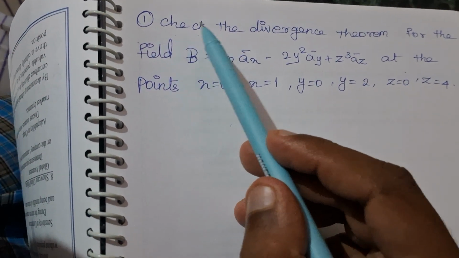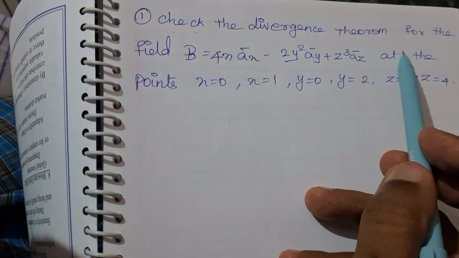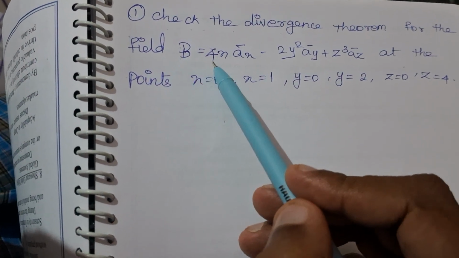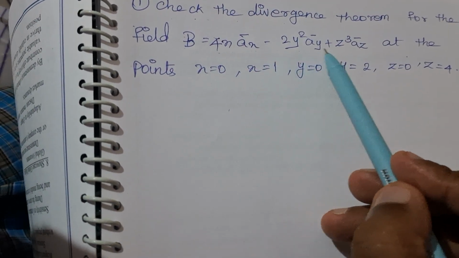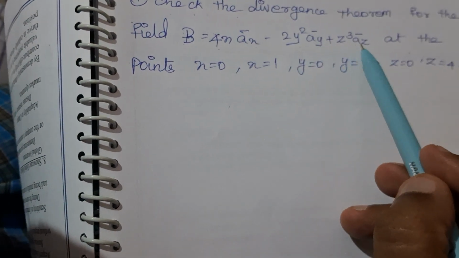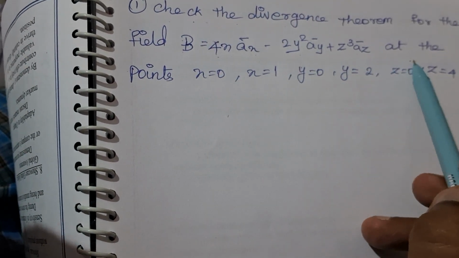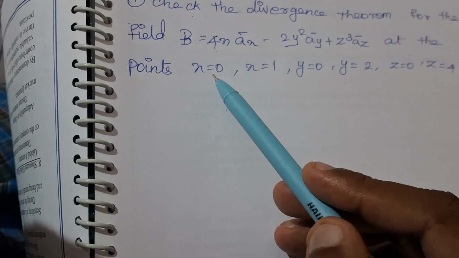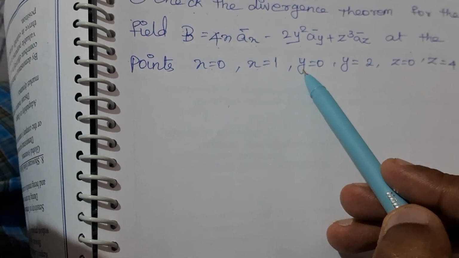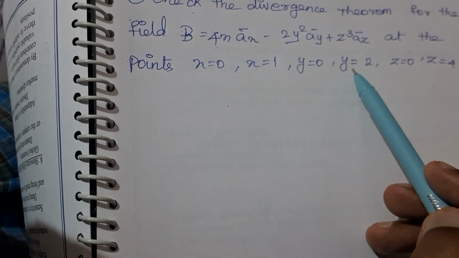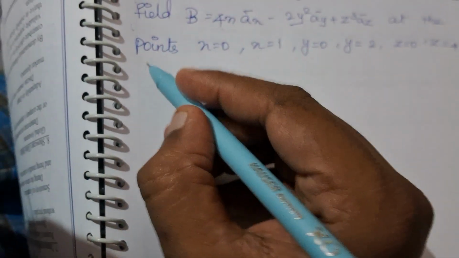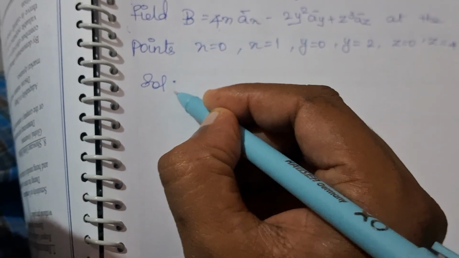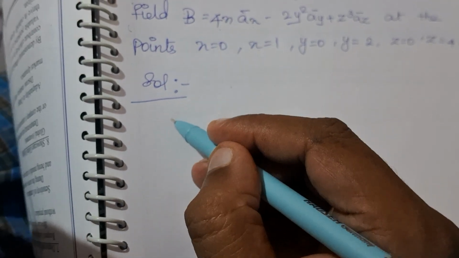Problem: check the divergence theorem for the field B equal to 4x ax minus 2y square ay plus z cube az, over the region x equal to 0 to x equal to 1, y equal to 0 to y equal to 2, z equal to 0 to z equal to 4. Now we are going to find the solution for this.